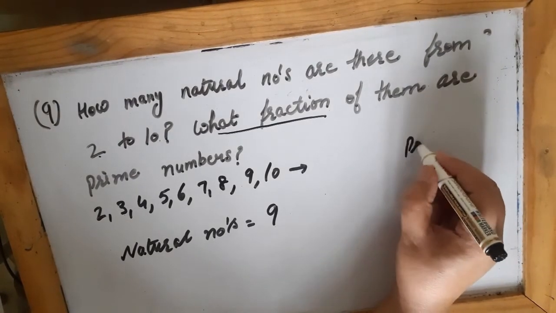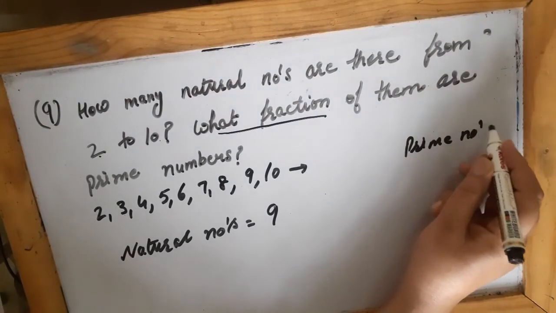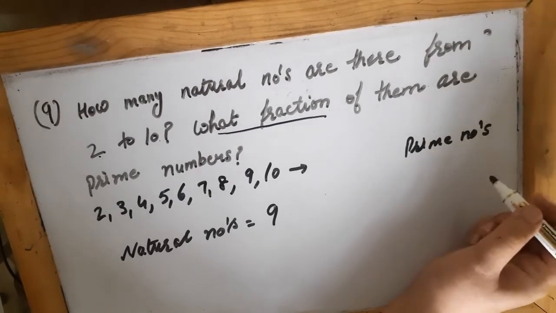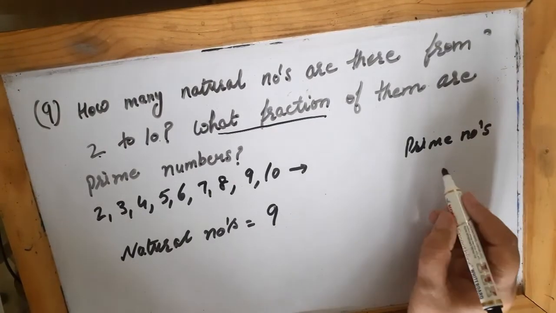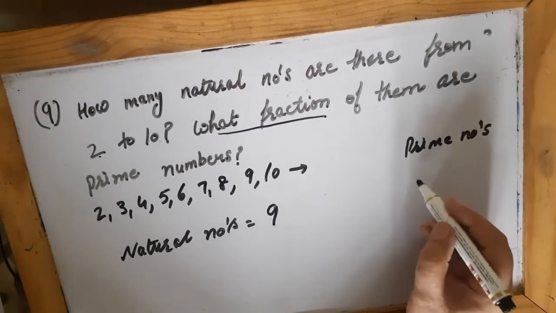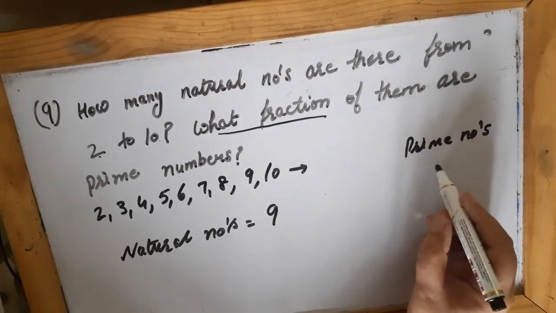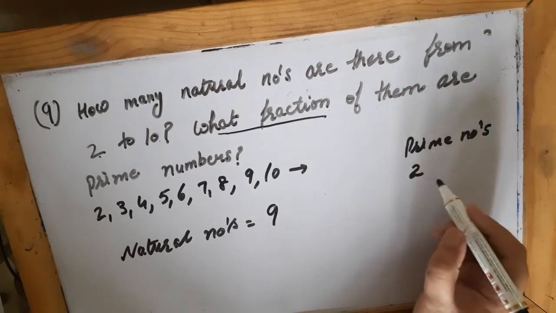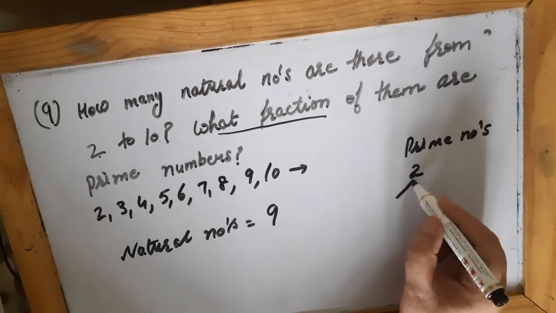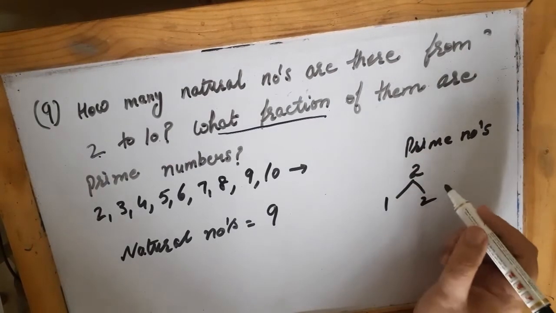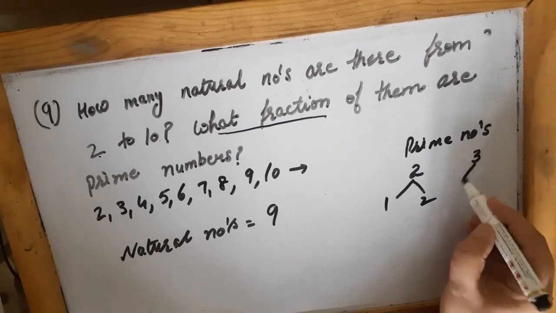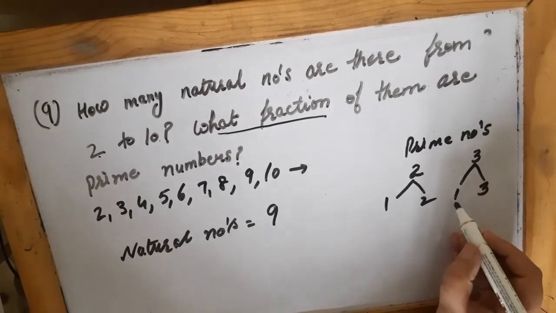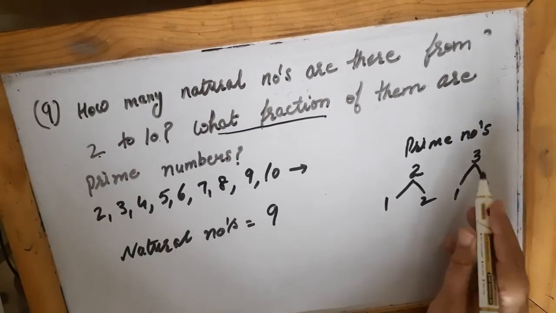So first of all, what are prime numbers? Let us recall what prime numbers are. You have already read this in your previous class. So prime numbers are those numbers which have only 2 factors, number 1 and itself, meaning they get divided by only 1 and itself. Like number 2, it has only 2 factors, 1 and 2, right? Like number 3, it has only 2 factors, 1 and 3. It can be divided by 1 only and 3 only.